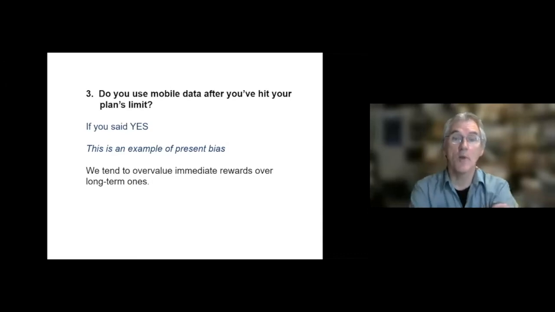If you use your mobile data after you've hit the plan's limit, that's an example of the present bias. We tend to overvalue immediate rewards over long-term ones. And the general sociological experiment they do for that is to ask people, would you like me to give you $100 now or $200 in 3 weeks? And the majority of people say $100 now because we overvalue the immediate.